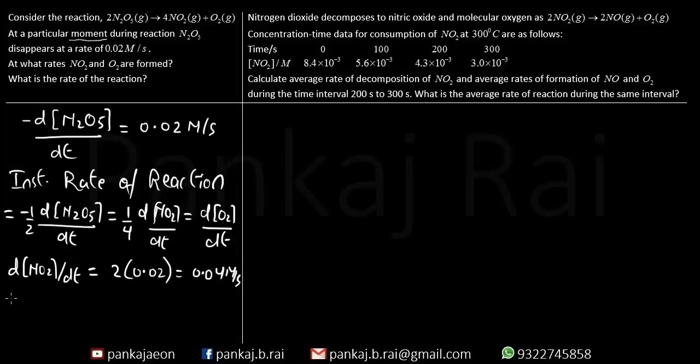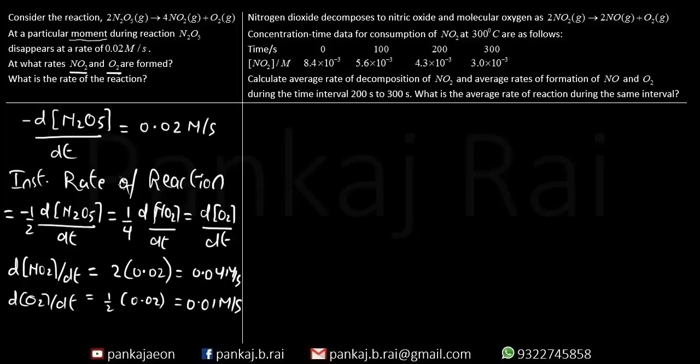It is so simple. And what about the rate of formation of O2? It is exactly equal to this one, that is half of 0.02, so that will be 0.01 molar per second. So this is what we were asked, at what rates NO2 and O2 are formed, and we have answered that. Now the final question is, what about the rate of reaction?